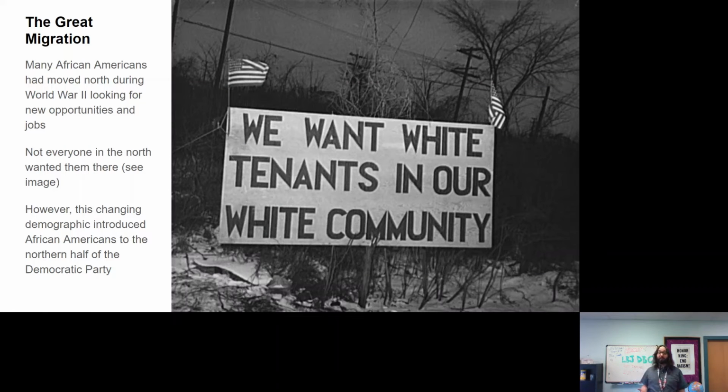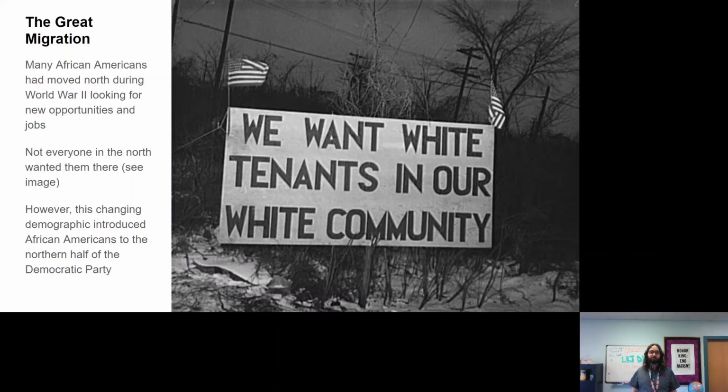We have the Great Migration. Now this happens World War I, Great Depression, World War II is the big move. But I mean, this happens sort of throughout that whole world at war time period, that many African Americans start moving north during the wars, looking for new jobs, new opportunities, and not everyone in the north wanted them there. A lot of people in the north didn't want them there.